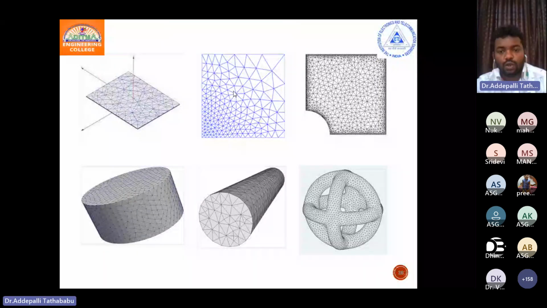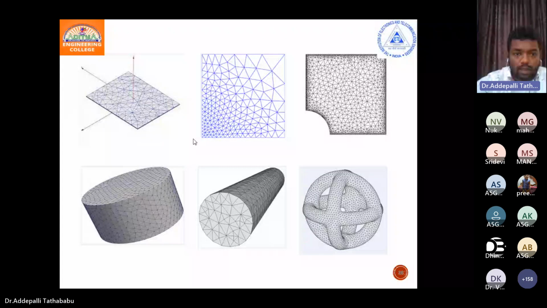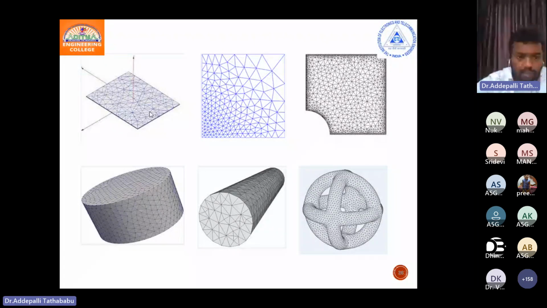Here I can show how it solves the patches. This is a rectangular patch. If you give it to HFSS, it is divided into a small number of finite elements of tetrahedral structures. Here this is a square, this is a square with some truncation, this is a small cylinder, this is a larger cylinder, and these are some arbitrary shapes. So how does it solve the whole structure? First it is converted into small tetrahedral parts, the algorithm is applied to each small part, and all the results are combined. That is the algorithm used in HFSS, the finite element method.